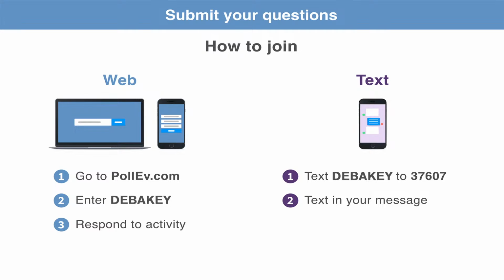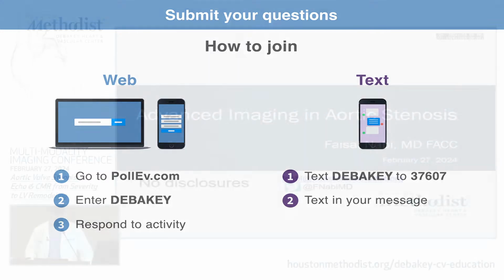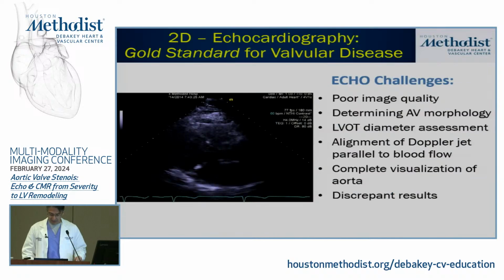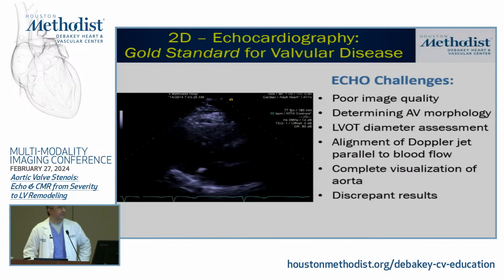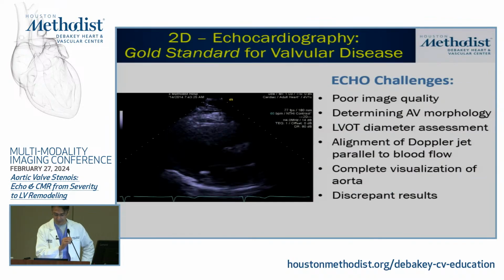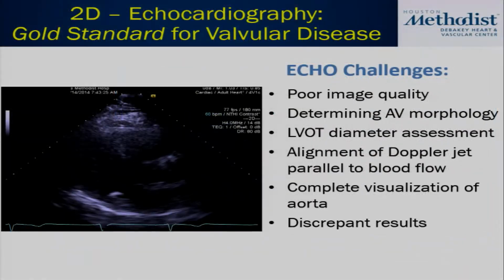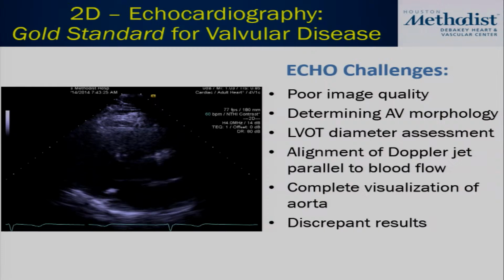I'm going to call it advanced imaging in aortic stenosis, and I'll show you why in a few seconds. So echo, yes, definitely first-line test, as Dr. Sherblu had shared with us, but there are challenges with echo, we all know. Image quality can be difficult in our obese patients. Sometimes you can't even tell what type of morphology the aortic valve is.